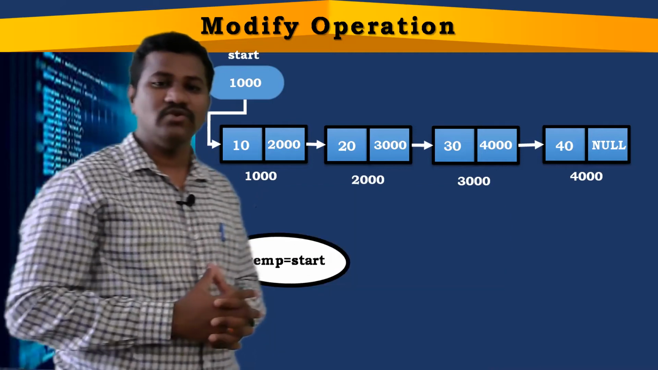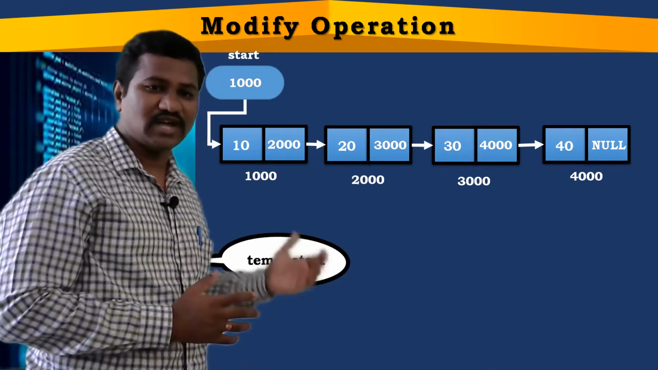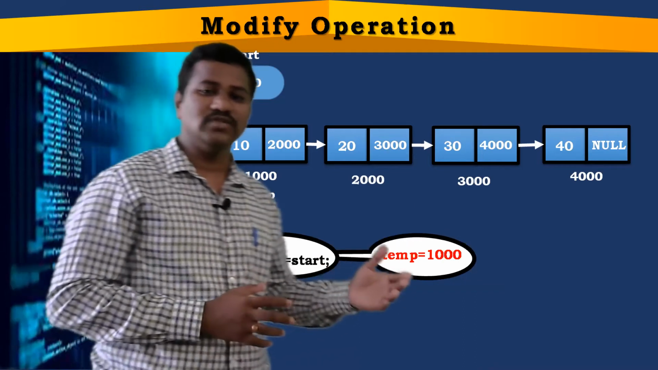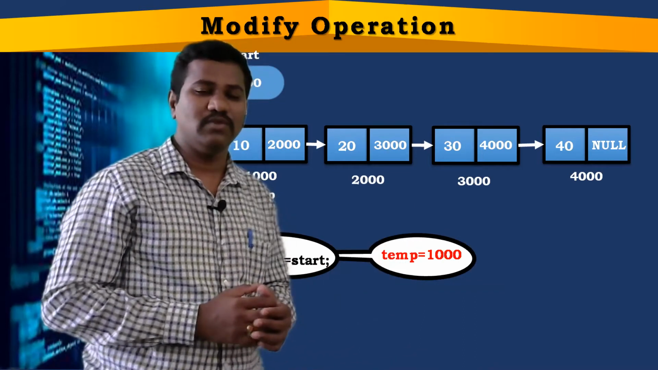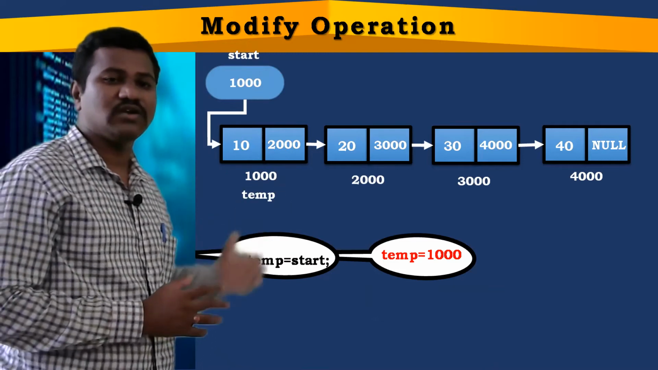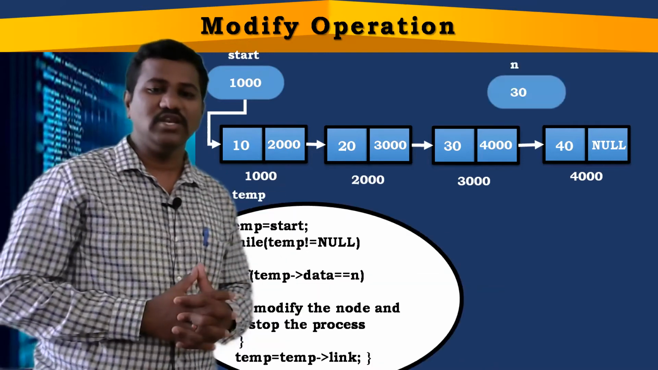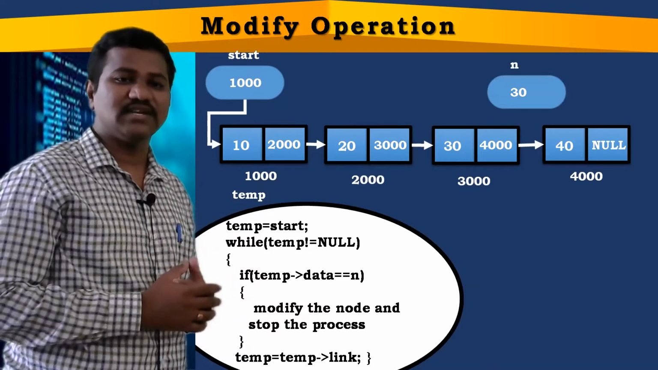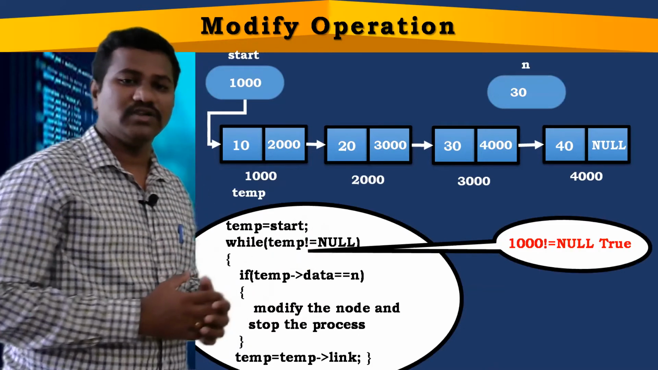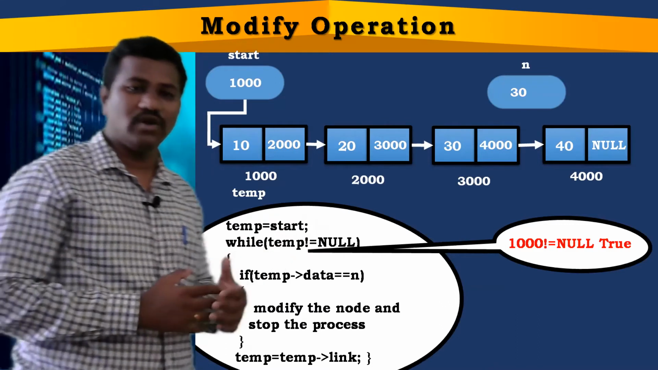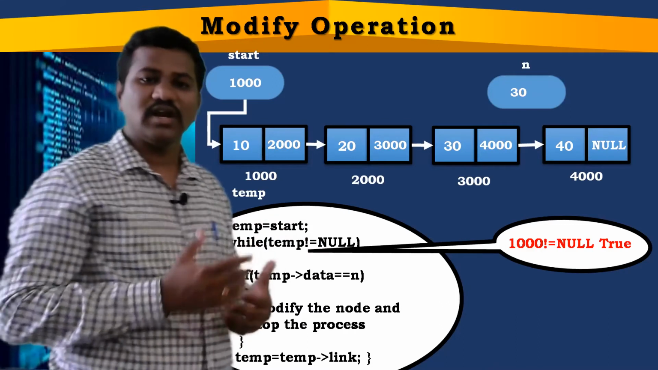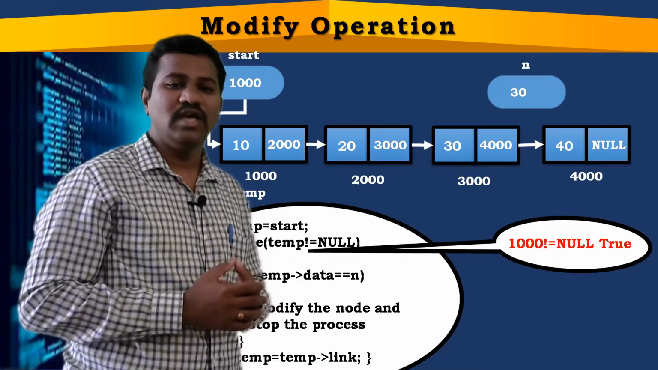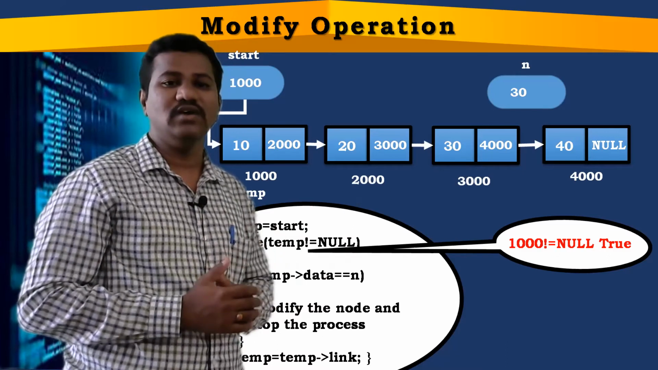The first step is assigning start to temp. That means start contains 1000, and that 1000 has been assigned to the temp variable, so that temp is pointing to the first node. After that, we enter the while loop. Inside this while loop, we'll be checking the condition 1000 not equal to null, and this condition is going to be true because there are 4 nodes in the list. The condition is true, so we enter the while loop.